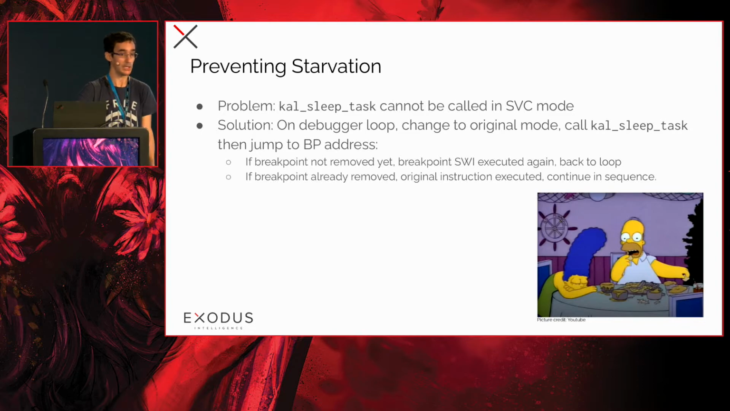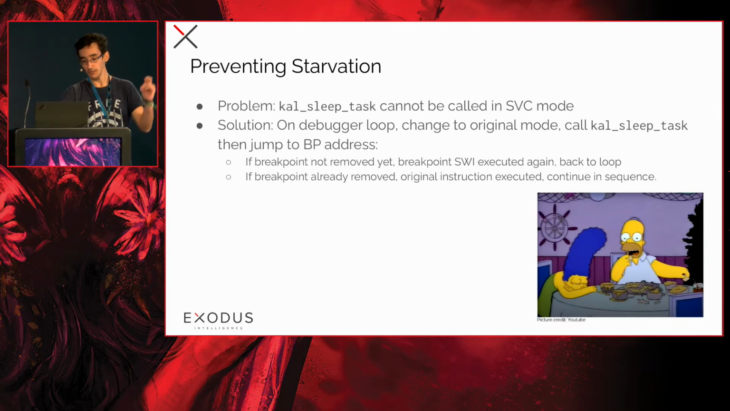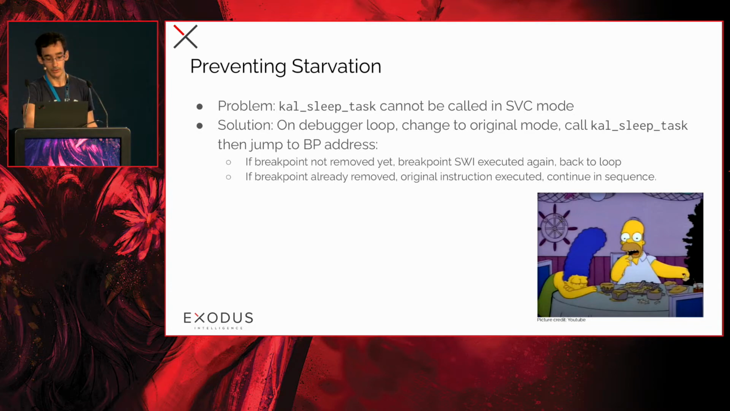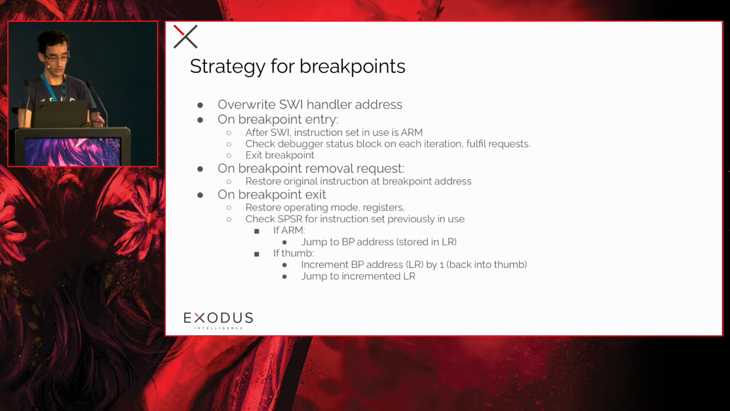So if the breakpoint hasn't yet been removed, then SWI is executed again. We go back into the loop, and we execute everything over and over. However, if the breakpoint had been removed, the original instruction gets executed, and we continue normally in sequence. So our strategy for setting a breakpoint is going to be this.